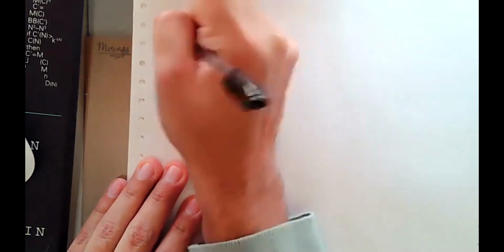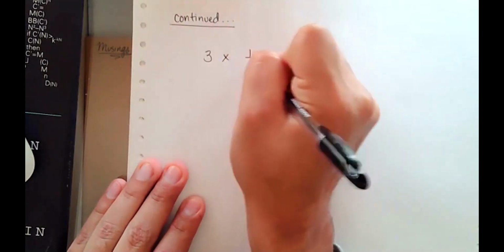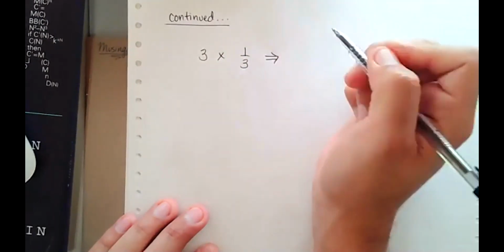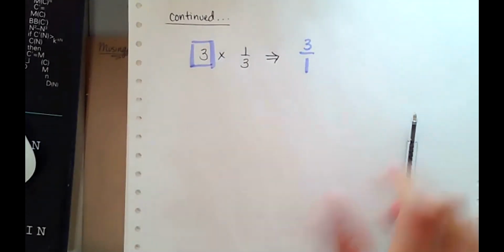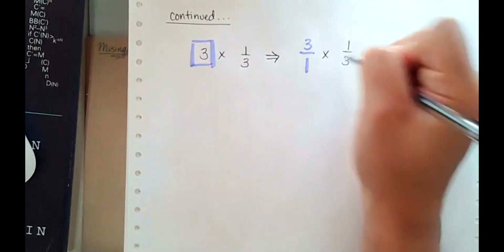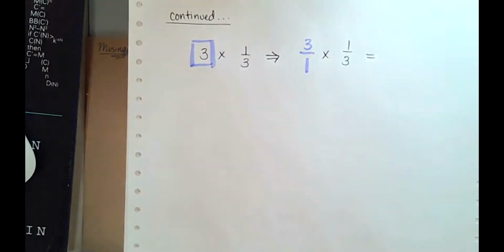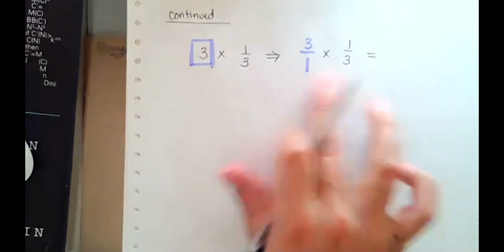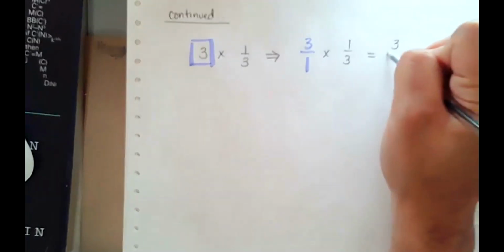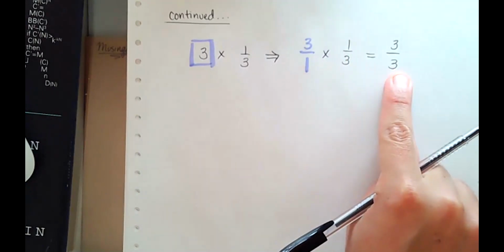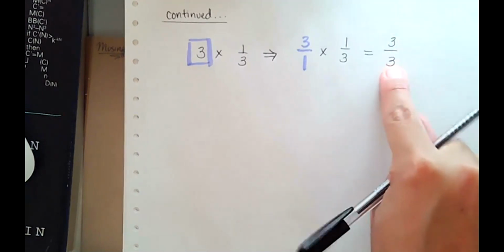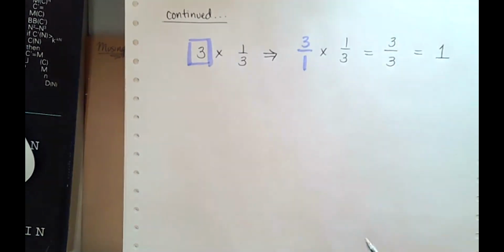So, continued. 3 times 1/3. If we try to figure this out, we need to rewrite this: take the 3, write it as 3 over 1, and then multiply it by 1/3. Now we're just multiplying two different fractions, and we get 3 over 3, because 3 times 1 is 3, and 1 times 3 is also 3. If we interpret this as a division problem, 3 divided by itself is just 1.